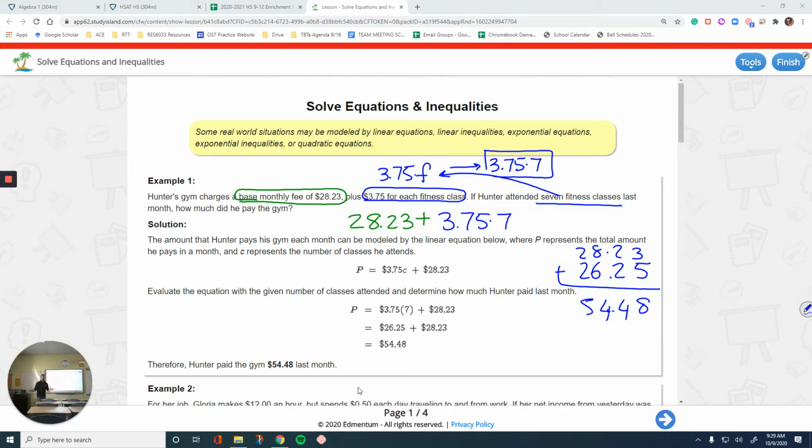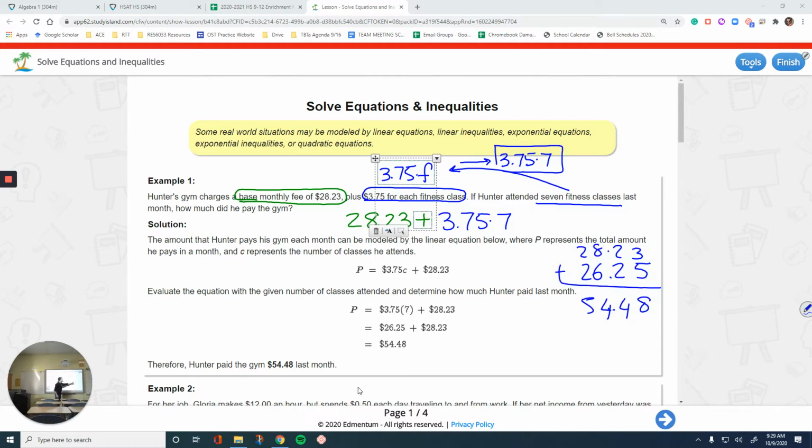Again, set your equation up as you read your question. If you start figuring out more things that you did like 5 seconds ago, and then change it like we did over here. We said 28.23 for the base plus 3.75 for each class. That was for each class, but then we figured out that it was 7 classes, and then we plugged it in, we multiplied them together, we plugged in that number over here, and then we added it to the base fee to find the total. So let's move on to the next one.